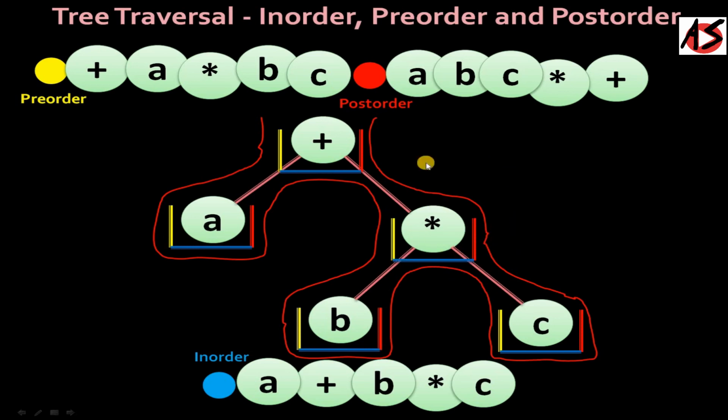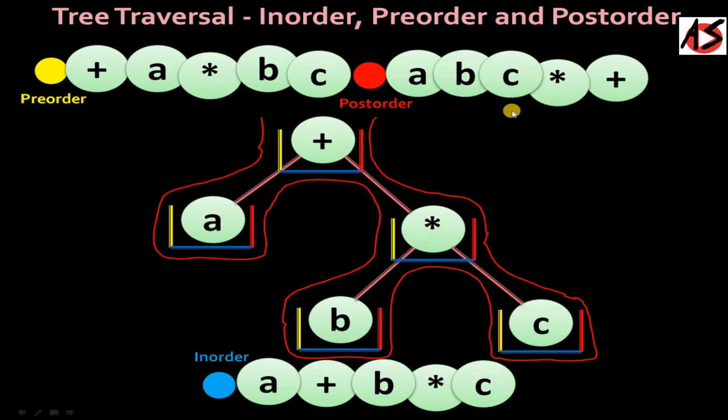Why is post-order used in a compiler? Because in normal mathematics, we write the equations like this: a plus b multiplied by c, but multiplication has higher priority than summation, so we have to do b multiplied by c first. So how is it implemented in a computer? The computer stores these equations in post-order form. It is also called reverse Polish notation.